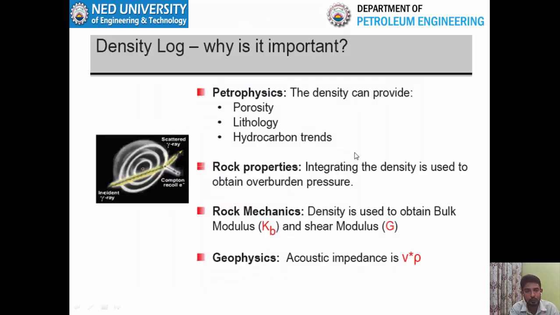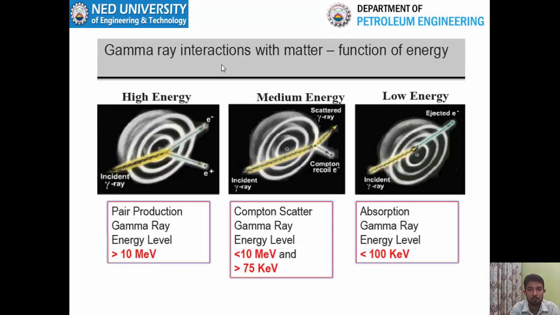All the uses of density log are written on this slide. The density log provides porosity, lithology, and hydrocarbon information. Basically, it helps you to identify compaction trends and overburden pressures. It is also used to obtain bulk modulus and shear modulus, and it is also used to estimate acoustic impedance. We will see uses in further slides too.